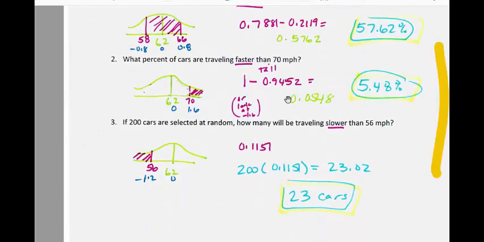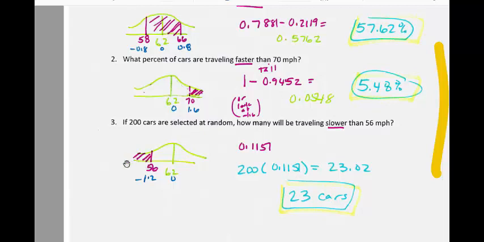Another type of problem you'll see is where they may ask you to interpret afterwards. I'm just going to look at number 3 for example 3. 200 cars are selected at random. How many will travel slower than 56 miles per hour? This one had a mean of 62, so that was my center. 56 is here. Slower means shade below.